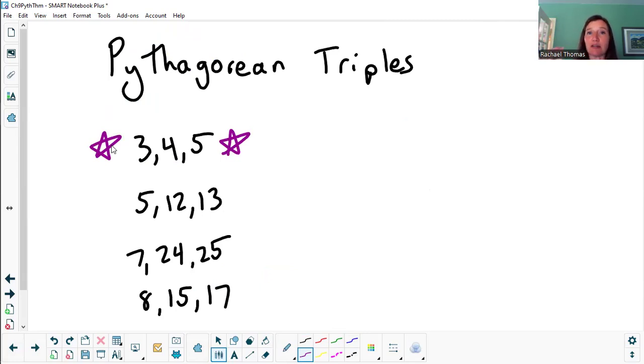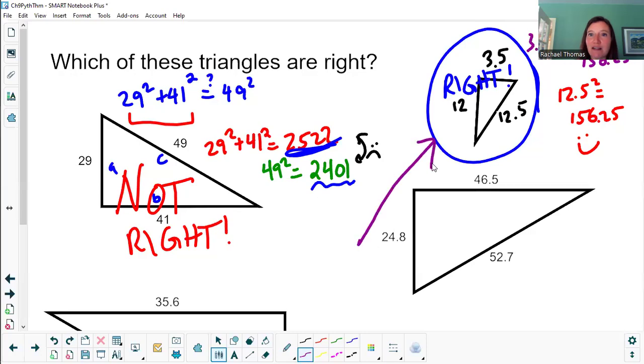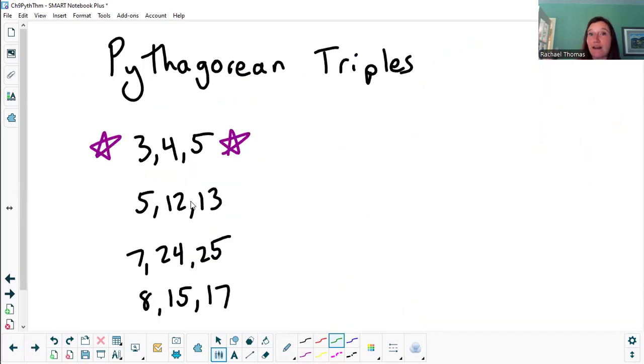But again, if you have any space in your brain files to store a few, in order of importance, I would include these other 3. 5, 12, 13 is another really common one. 7, 24, 25. In fact, 7, 24, 25, that's how I knew this triangle right there was going to be a right triangle without even doing any computation. 3.5 is 7 divided by 2. 12, 24 divided by 2. 12.5, 25 divided by 2. 3.5, 12, 12.5 is a 7, 24, 25 family triangle. So the fact that I had this memorized meant that I could really easily tell that that was a right triangle without doing any computation.